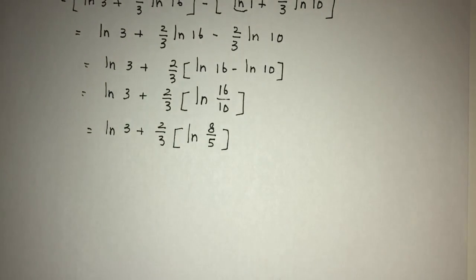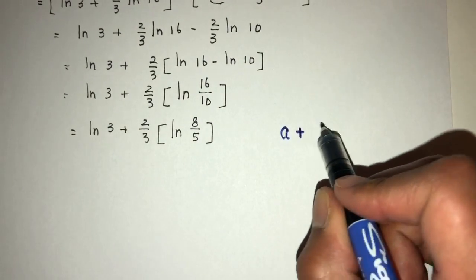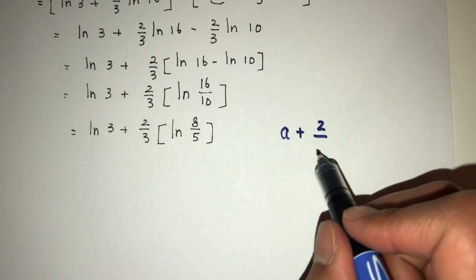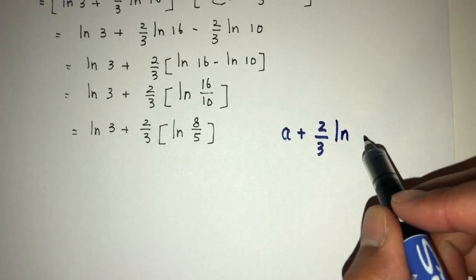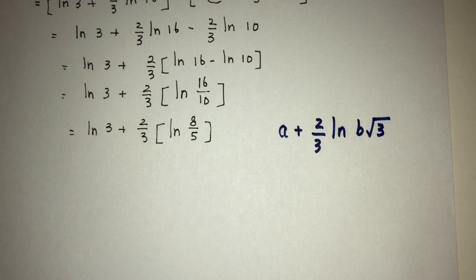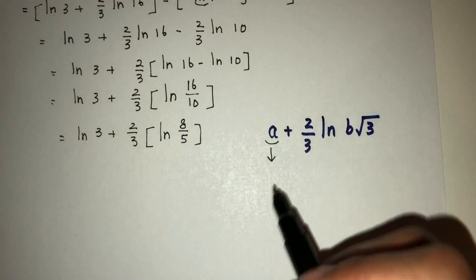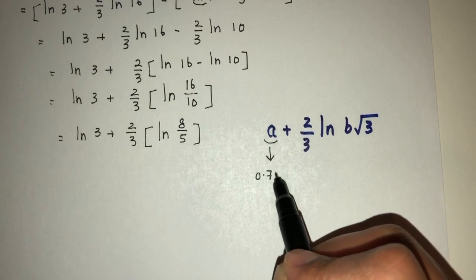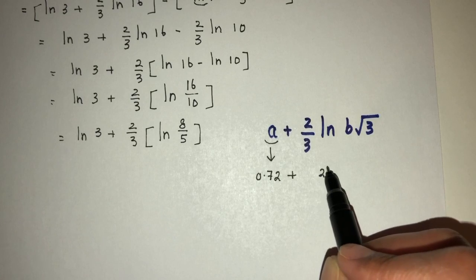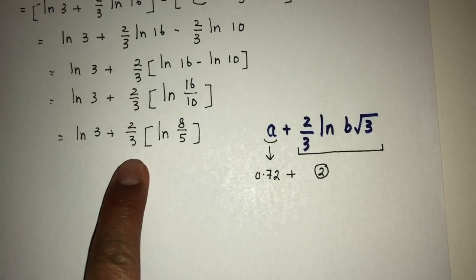So you want your answer to be a plus 2/3 ln of b root 3. You want your answer to look something like this. So something we realize already is that our area will be the area of the triangle, which is A, as we have observed, right? It should be triangle number 1, which is this, plus number 2. Number 2 has to be something like this. So how can we express this in this way?